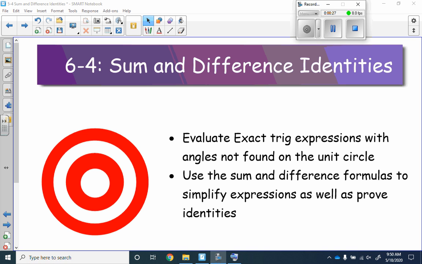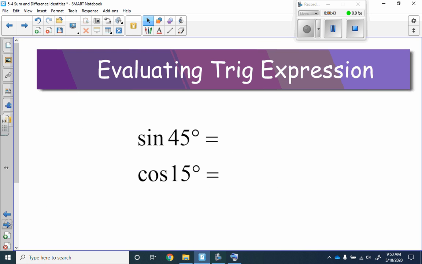So we are going to be looking at the sum and difference identities, which means you're trying to see if we can break something down to make it look a little bit nicer, or can we take something that we were not able to solve and make it actually happen. So I'm going to take you to here where you're trying to determine what is the exact value of the sine of 45 degrees.